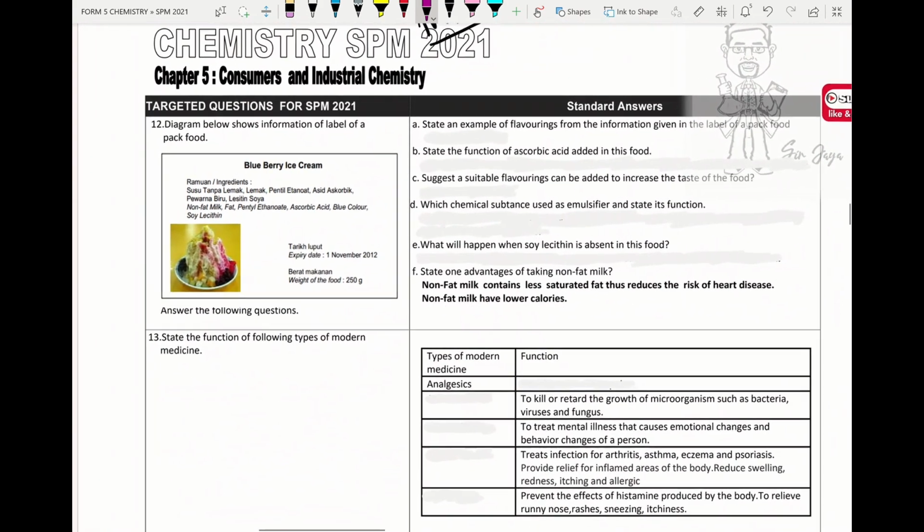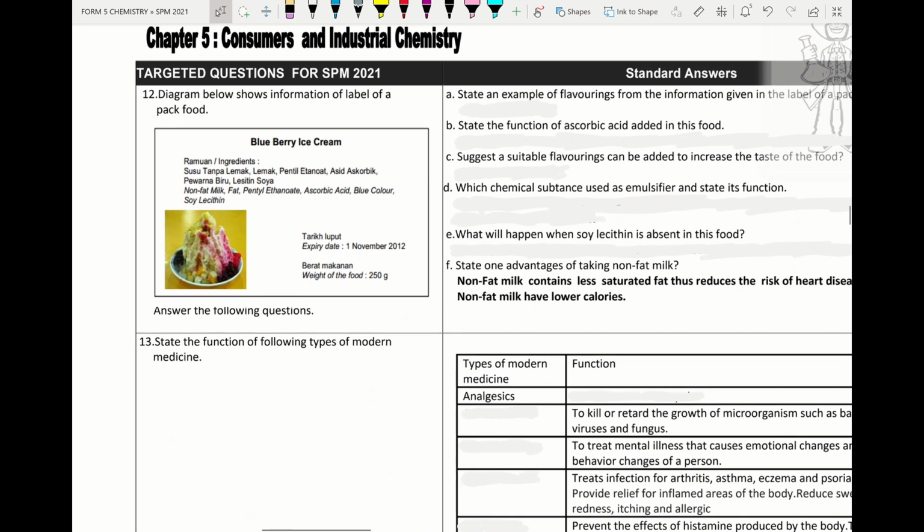Okay, look at this question. The diagram below shows the information of a label on packed food. Please remember this is a flavoring agent and this is an ester compound. Ester enhances the smell of the food. Please remember ascorbic acid acts as an antioxidant. It prevents the oxidation of food and prevents the food from turning rancid. Please remember soy lecithin acts as an emulsifier.